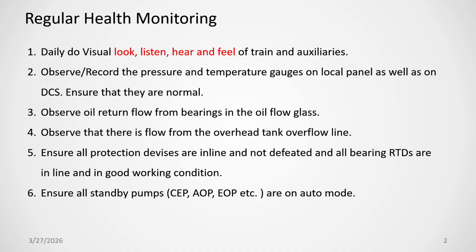Observe and record the pressure and temperature of the gauges: the steam temperature and pressure, water temperature and pressure, expansion, bearing vibration, etc., on the local panel as well as the DCS, and ensure that everything is normal. Observe the oil flow from the bearing, the oil flow glass. There is a return line from every turbine bearing, and a flow indicator is there. From here you can see whether oil flow is coming or not, and a temperature gauge is also mounted on this flow indicator, so you can see the temperature also.